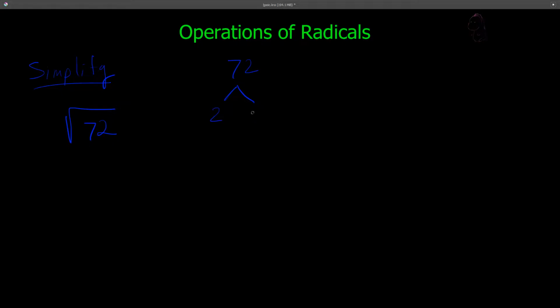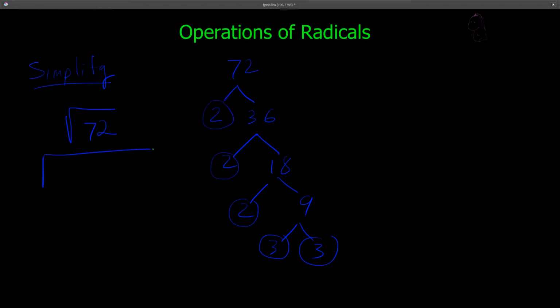So you get 2 and 36, 2 and 18, 2 and 9, which is 3 and 3. All these little numbers, they're prime. You can't break them anymore, so you take them. And so 72 is now 2 times 2 times 2 times 3 times 3. And you remember that the radical symbol has an invisible little 2 there. That means that you're looking for two of the same numbers to take them out. So these two are the same, I can take them. This last 2, he's stuck. He doesn't have another one to come with him.